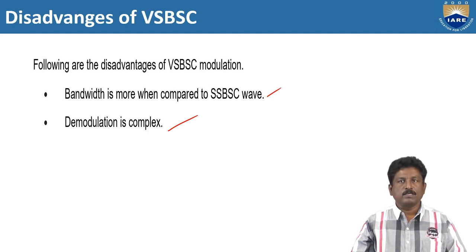The bandwidth requirement is a little more than the SSB, because a part of the other sideband, the vestige, will be added. The other one is that demodulation is complex. A little extra transmission bandwidth is added for the modulated wave, the vestige, so at the receiver side, the design of the circuit for retrieving the original signal m(t) is somewhat difficult in the case of the VSBSC wave.